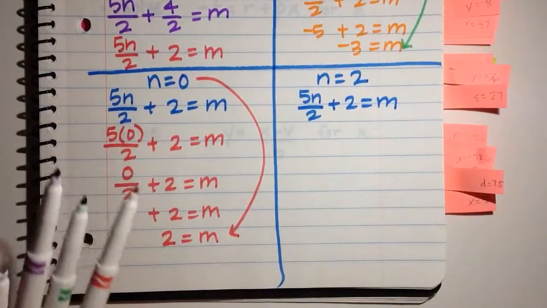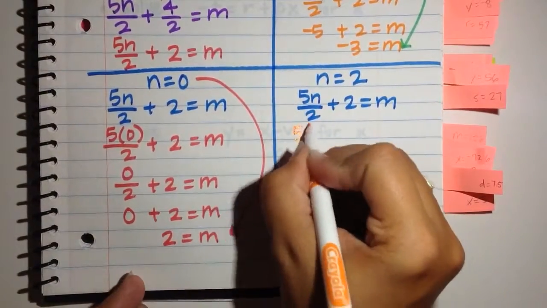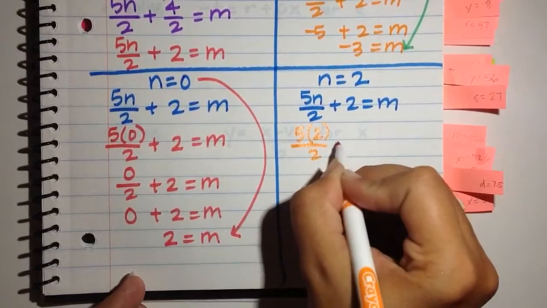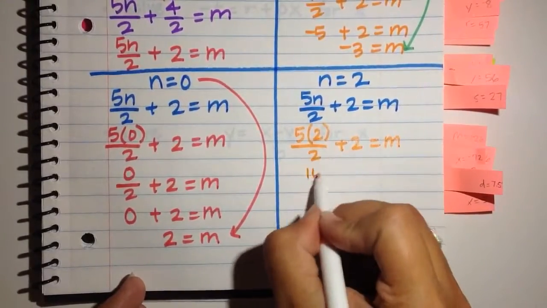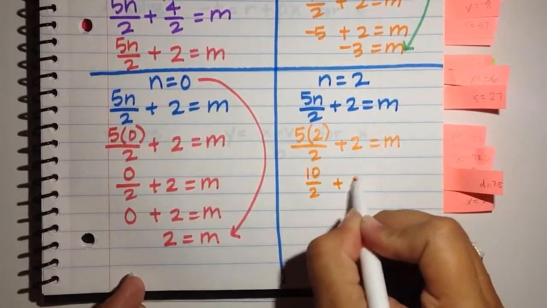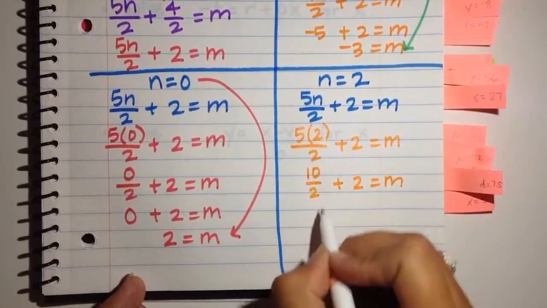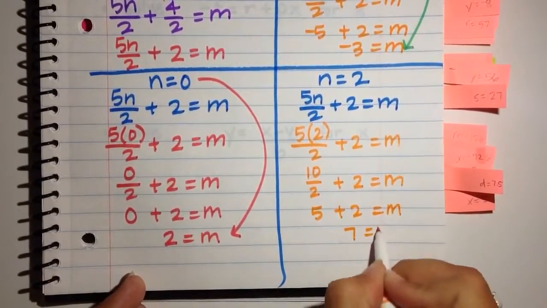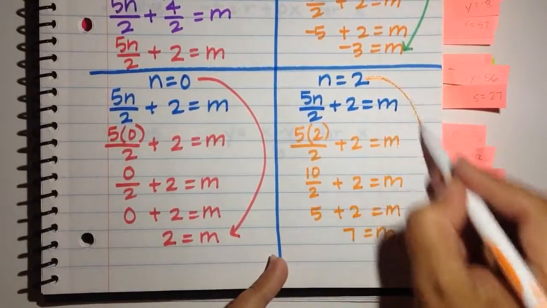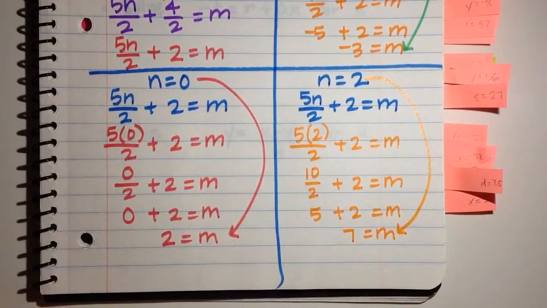Alright, what happens when n is 2? 5 times 2 divided by 2 plus 2 is equal to m. 5 times 2 is 10 divided by 2 plus 2. 10 divided by 2 is 5. 5 plus 2 is 7. So when n is 2, m is 7.